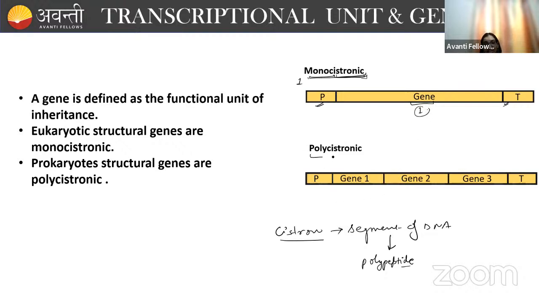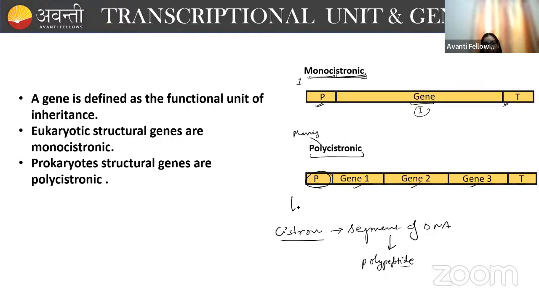But in prokaryotes, they have polycistronic. Poly means many. There are many cistrons present like this. Here gene 1, gene 2, and gene 3 are present, and there's a single promoter. So in prokaryotes, you will observe that one promoter can transcribe many genes.